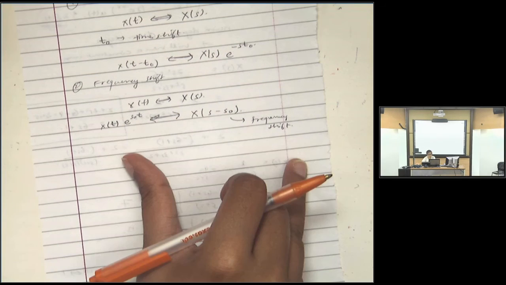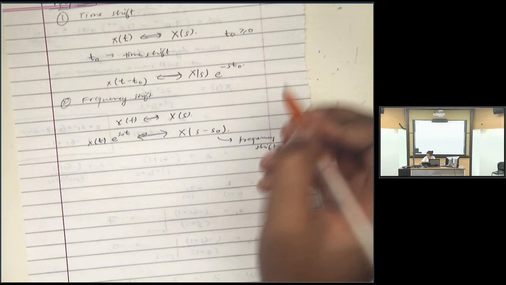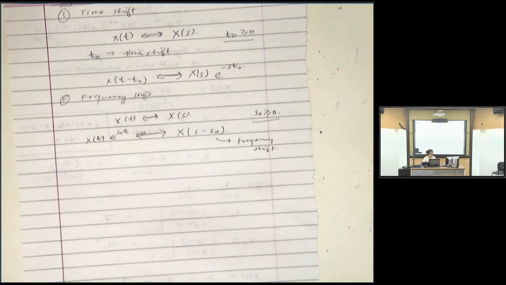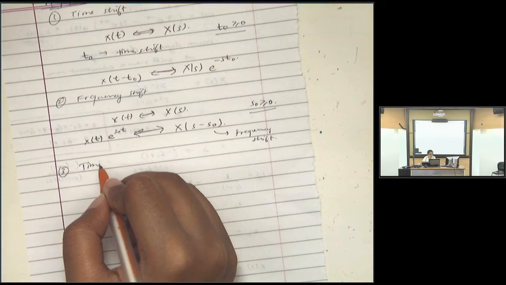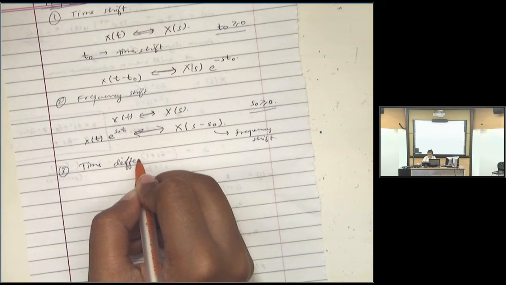Alright, so here t0 is greater than or equal to 0 and here s0 is greater than or equal to 0, positive in these cases. Okay, now there's the time derivative property. What if we take the Laplace transform of the derivative of the function, also called the time differentiation property?